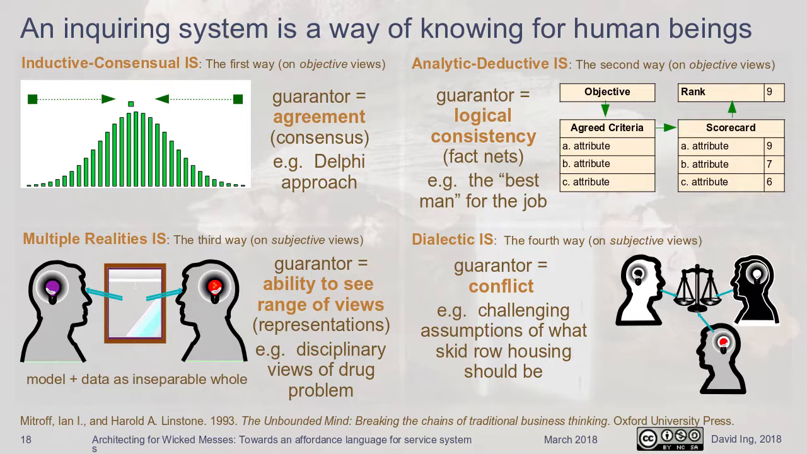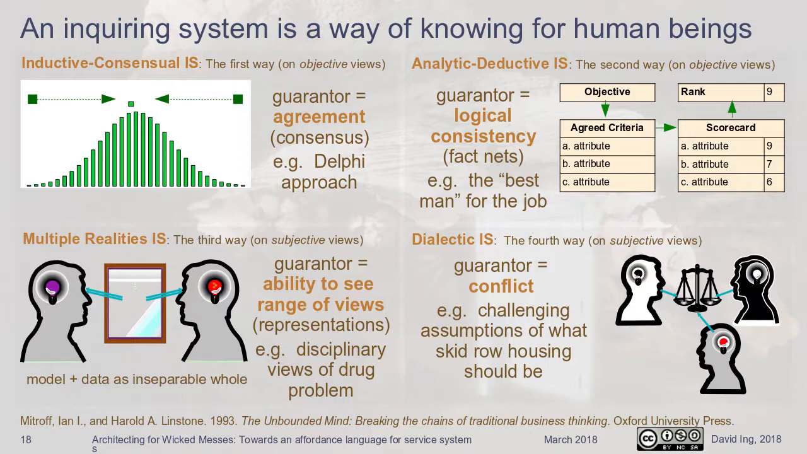The first way of knowing is an inductive consensual acquiring system. Typically, this is pretty popular, which is majority rules, or you take a poll. The way acquiring systems work is you have information in the beginning and you have an output at the end. So how do you guarantee that the system is working properly? In the case of this acquiring system, agreement or consensus is how you actually know that it's true. The example would be, has anyone seen the whole world and seen that the world is round? No. Everyone says the world is flat, so therefore the world must be flat.